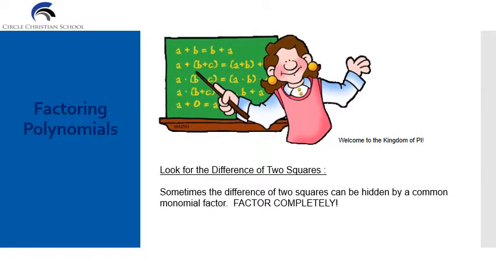Factoring polynomials. Look for the difference of two squares. My most favorite quadratic equation to factor.